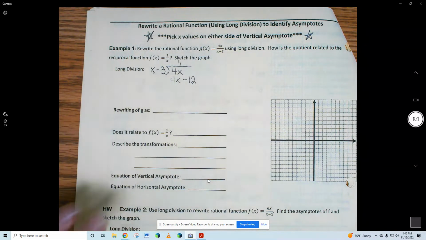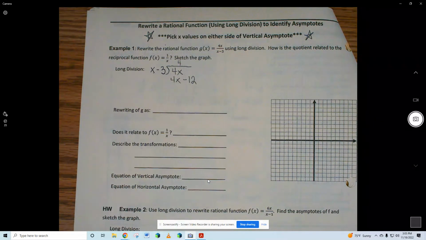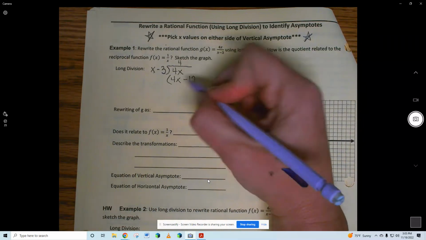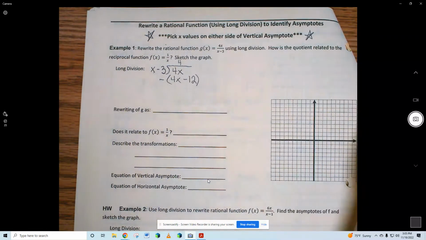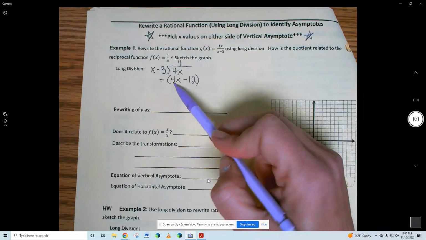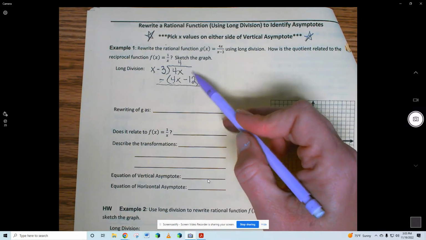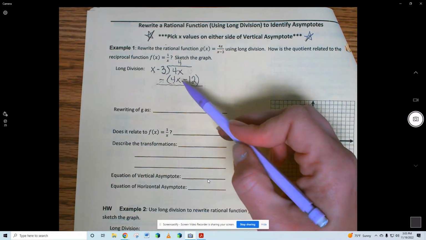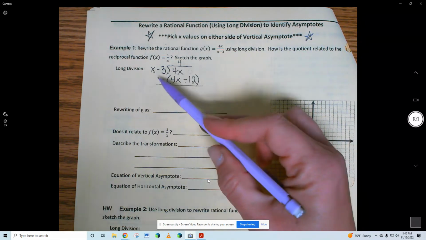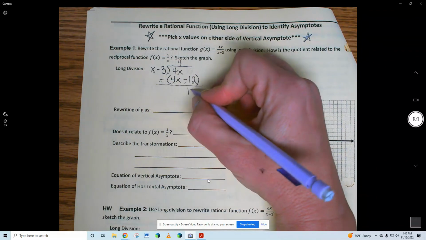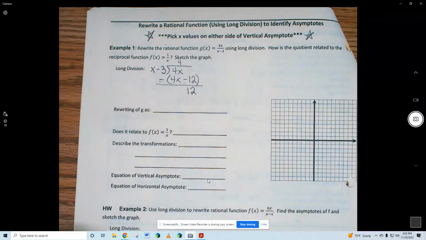I don't have anything to bring down. What do I do next? Subtract. So, 4x minus 4x. Nothing. Nothing minus negative 12. Be careful. Minus negative 12. 12, that's going to be my remainder.